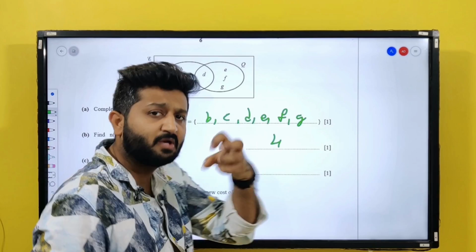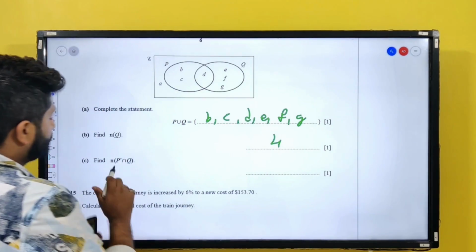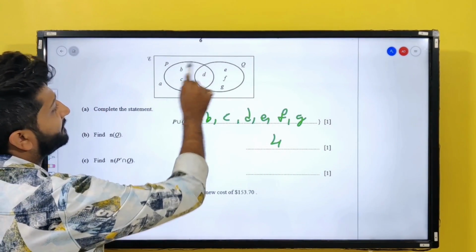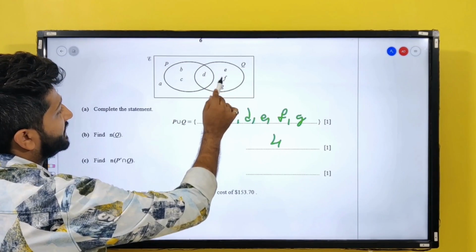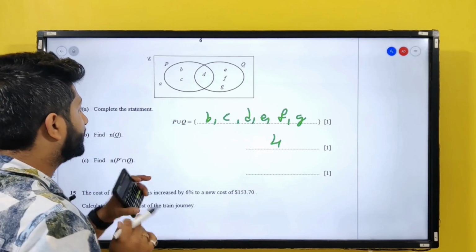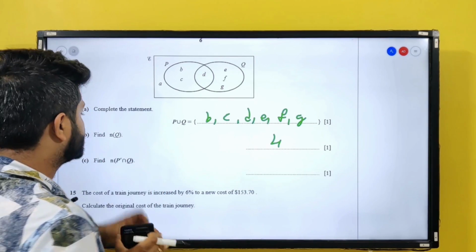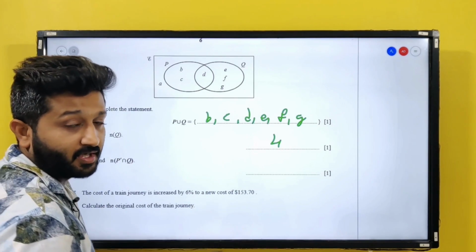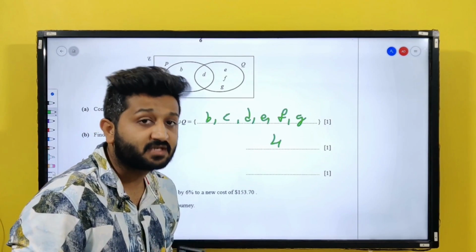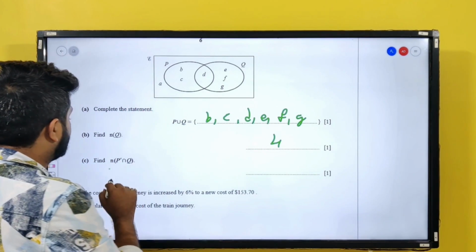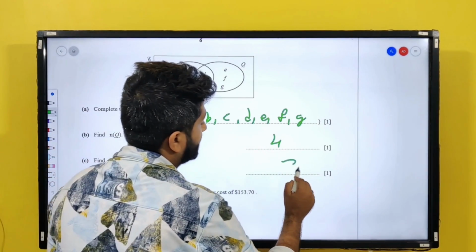So what is common between P dash and Q? P dash means everything apart from P, which is E, F, G and A, and Q is D, E, F, G. Now what is common in those? E, F, G are common. Now we are not supposed to mention the set E, F, G. You are supposed to mention the number of elements. So the number of elements is 3.